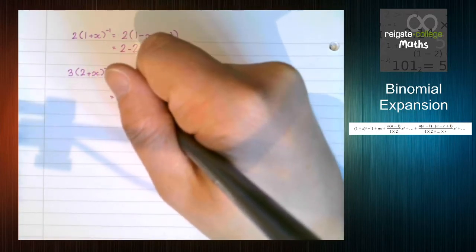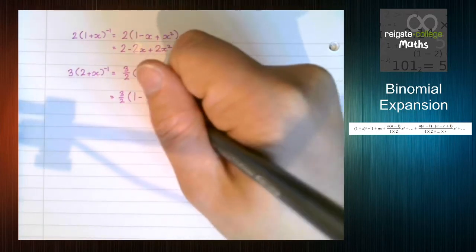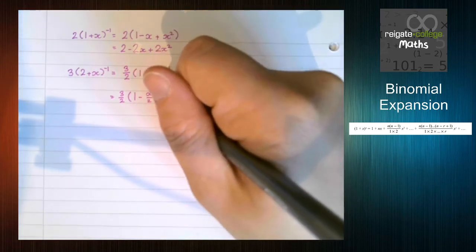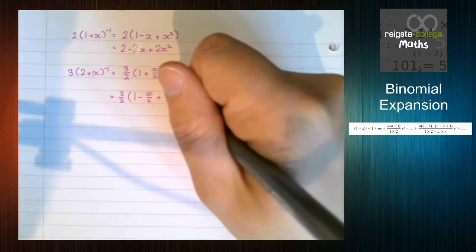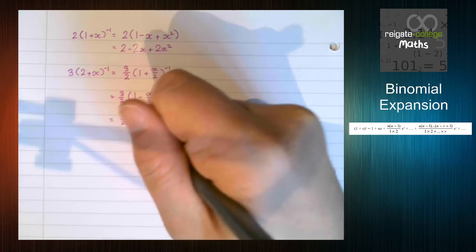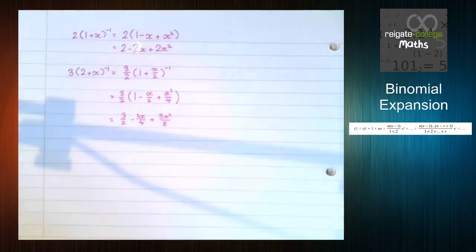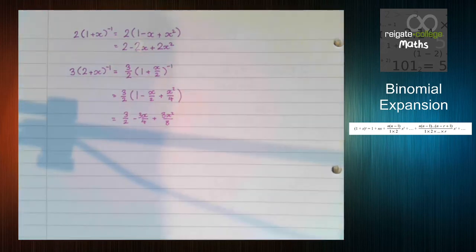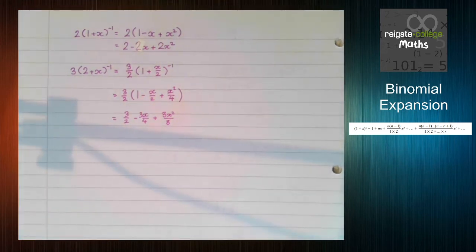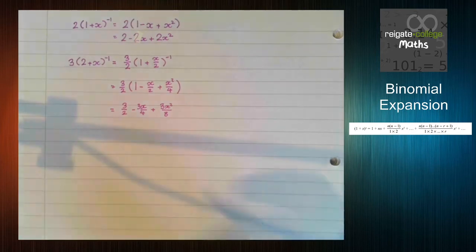So we get 3 over 2 times 1 minus x over 2 plus x over 2 squared, x squared over 4. And then all we've got to do is multiply that out, like so. Now it's just a case of putting it all together and answering the question.